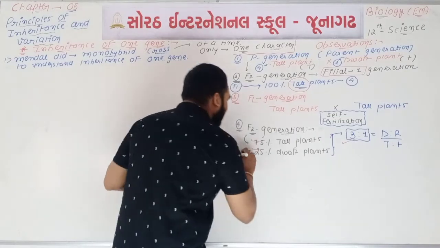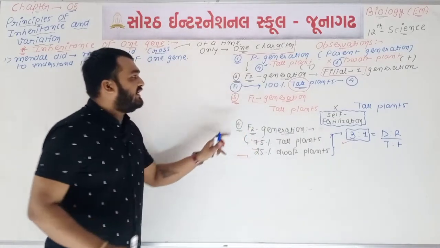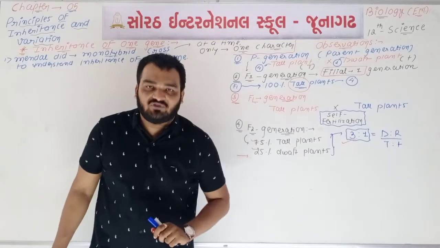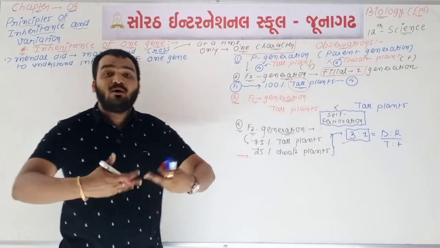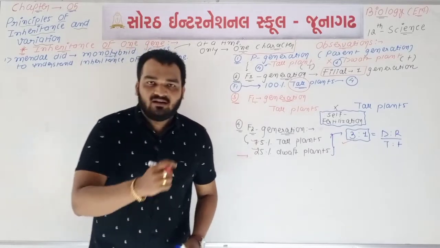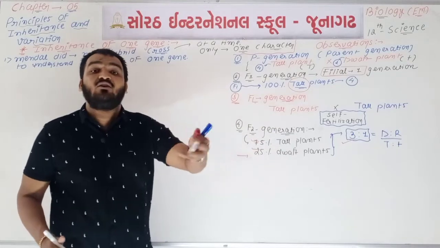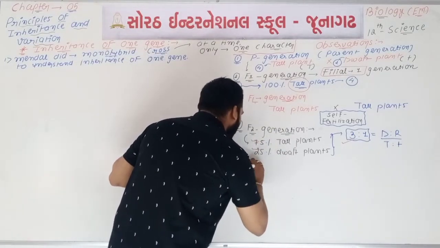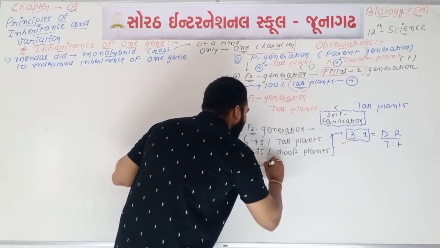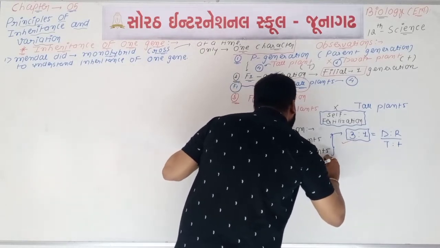So we can say that it's all about only one character. See, what is the character? The character is height of stem, either tall or dwarf. But what about the remaining characters? Mendel did the same experiments for the remaining all 6 characters. So again, point number 5: Mendel did the same experiment for all remaining characters.